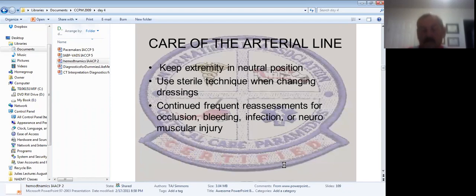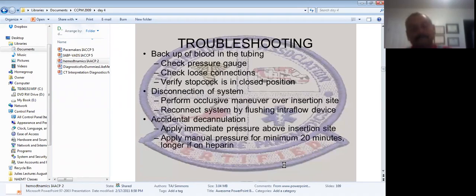Again, we definitely want to keep the art line still in a neutral position. Remember, you want to use sterile technique if you have to change the dressing. And of course, you're going to reassess early and often the site for bleeding, infection, neuromuscular injury, etc. So just some common things to look out for when you're troubleshooting.